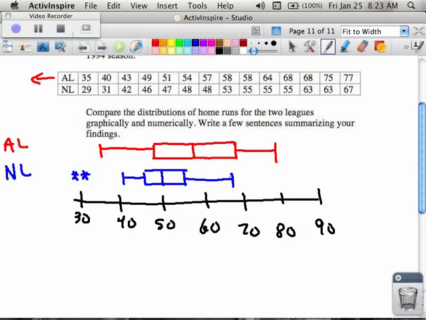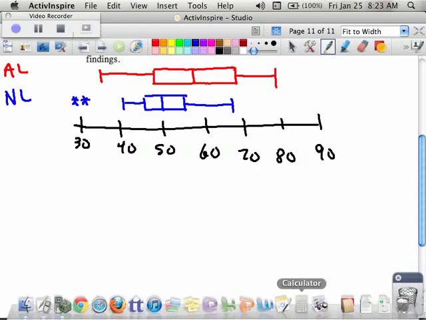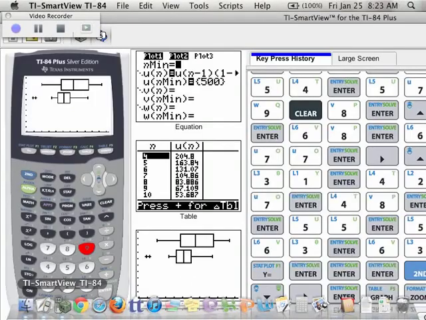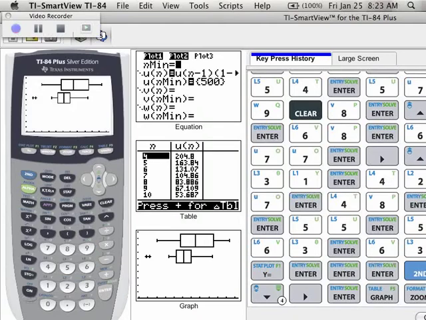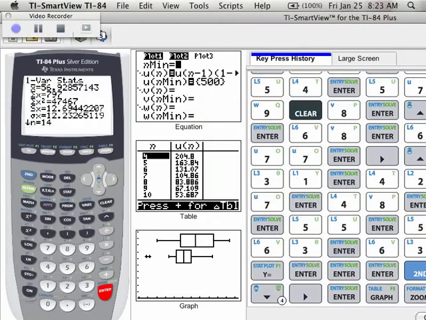If you want to do a numerical representation, what you do in your calculators after you enter these in your lists, to do list 1 data, you would go stat, calc, enter, enter. The reason you hit enter twice is because your calculator defaults to list 1. So anytime you put something in list 1, it's automatically going to pull anything out of list 1.